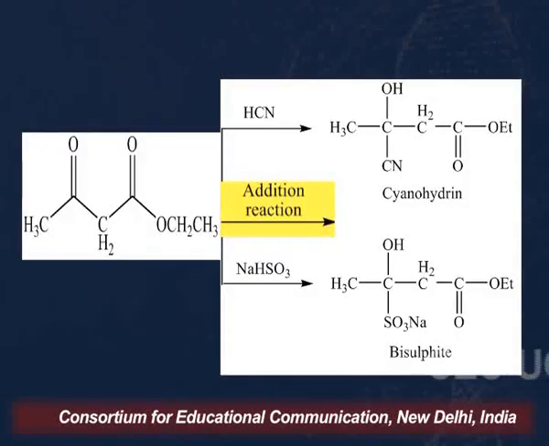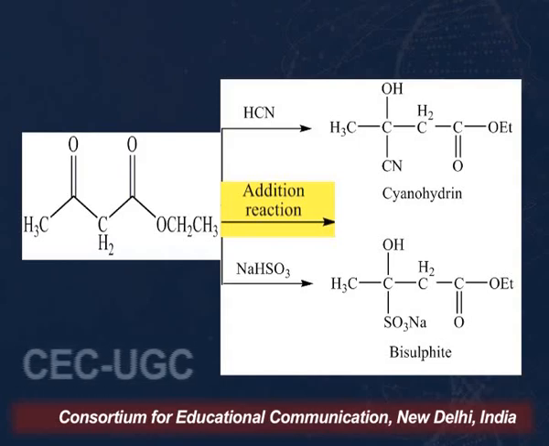As you can see on your screens, ethyl acetoacetate reacts with HCN to give an addition product where HCN is being added across the carbonyl group, resulting in the formation of a cyanohydrin. And in the second reaction, sodium bisulfite is adding across the carbonyl group, resulting in the formation of the bisulfite addition product.